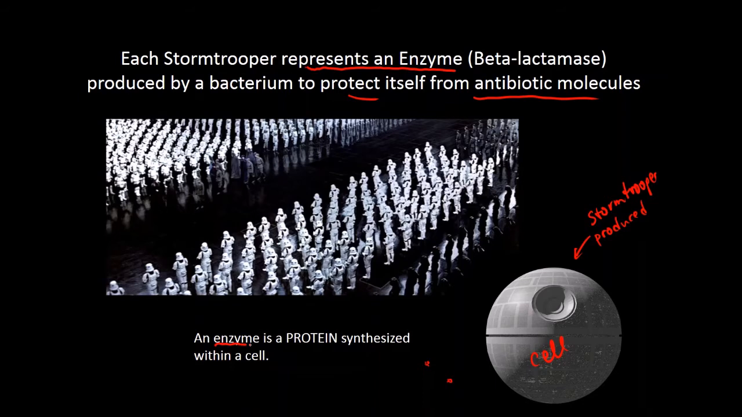An enzyme is a protein. I'm hoping that is meaningful to you. Proteins are made of amino acids. And so the cell makes Stormtroopers, makes enzymes out of amino acids, so that the cell can survive even if antibiotics are sent to kill it.